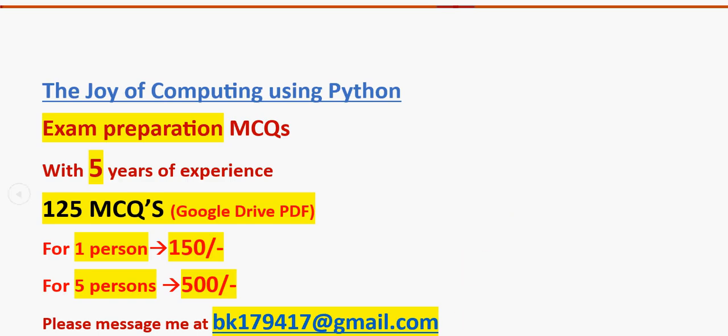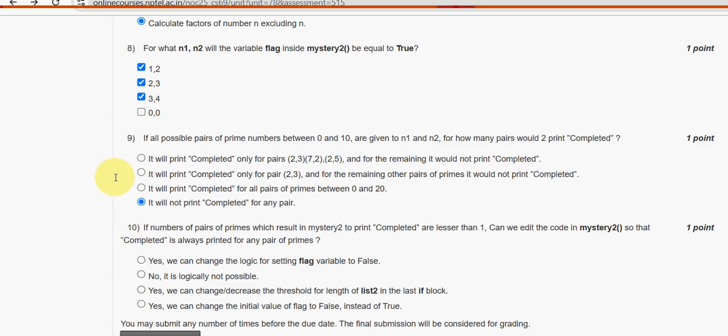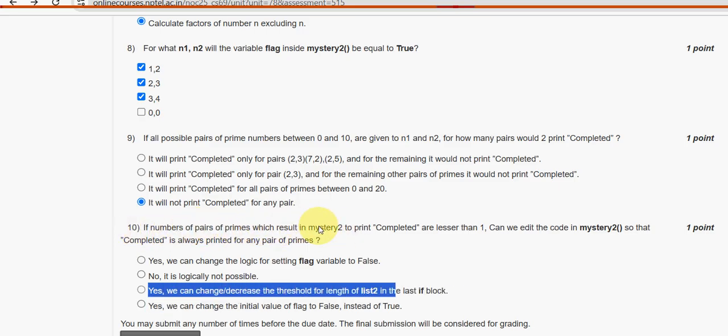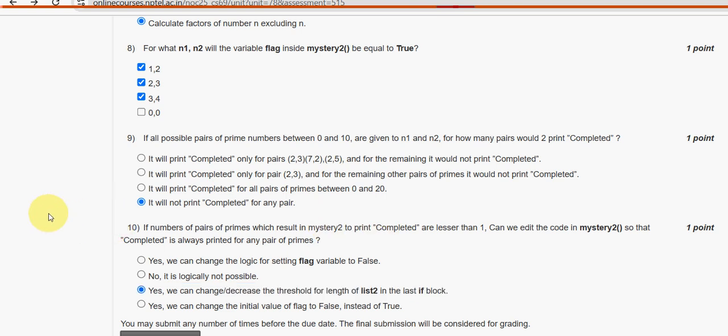Now let's move on to the last solution. For the 10th and final question, the third option is the probable solution. Yes, we can change or decrease the threshold for the length of list 2 in the last if block. So mark the third option as the probable solution for the 10th question.